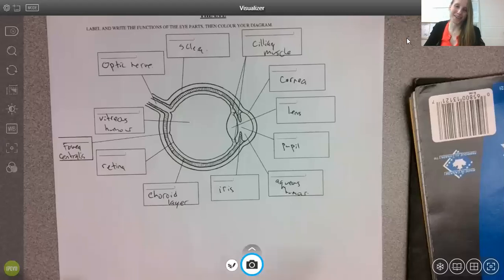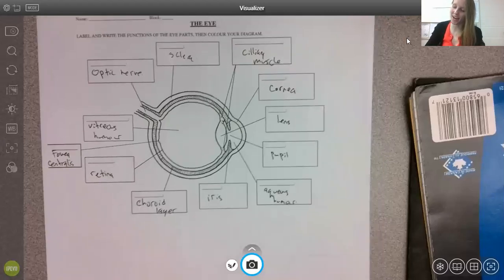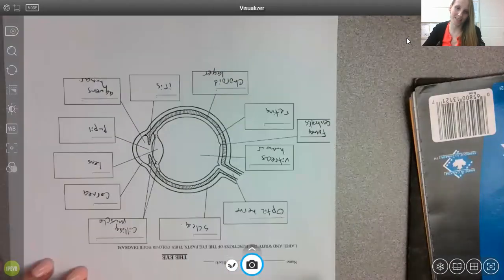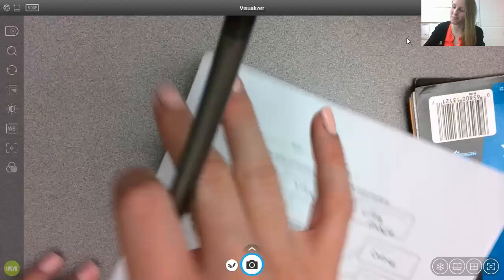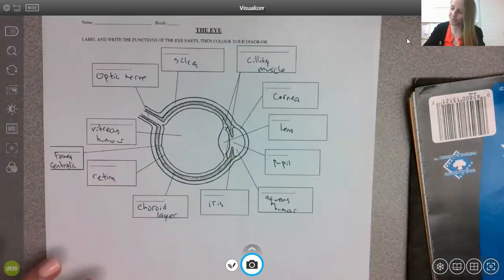Okay, the last thing I want to do is one more diagram. Okay, so this is another image of the eye. It could look like this. It could look like this. They're both kind of the same. Don't be confused about where the optic nerve is coming out of the back of the eye exactly.